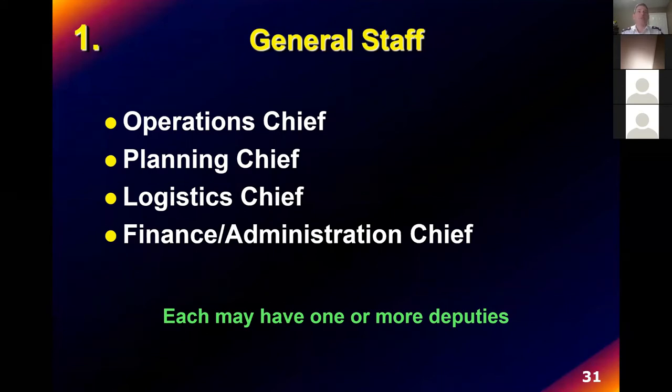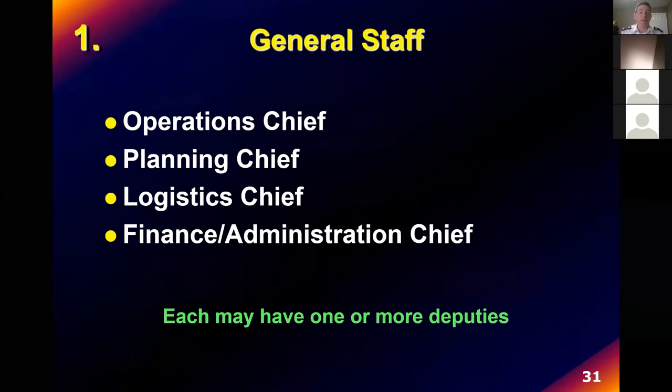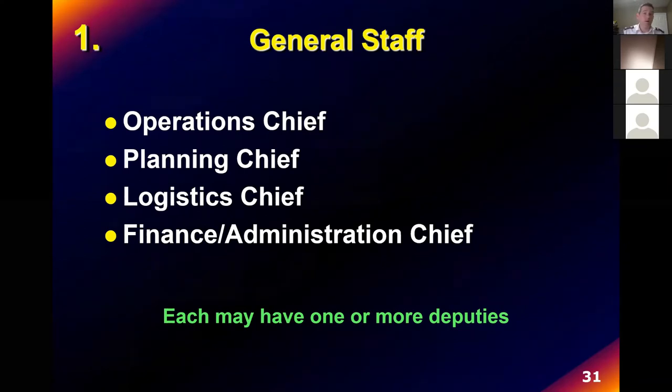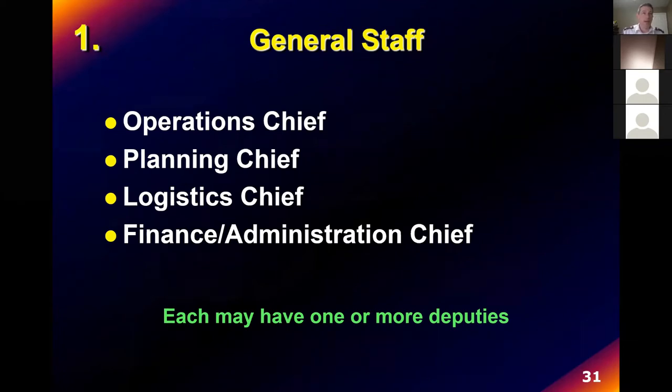So the general staff includes the other four of those five functions that we talked about from ICS, and that's the operations section, and they have a chief. The planning section has a chief. Logistics section, they would be a chief, and finance and administration, also a chief. And each one of these chiefs may have one or more deputies, right? So again, anyone in that general staff, you know, we had the liaison, safety officer, information officer, these functions are known as chief.